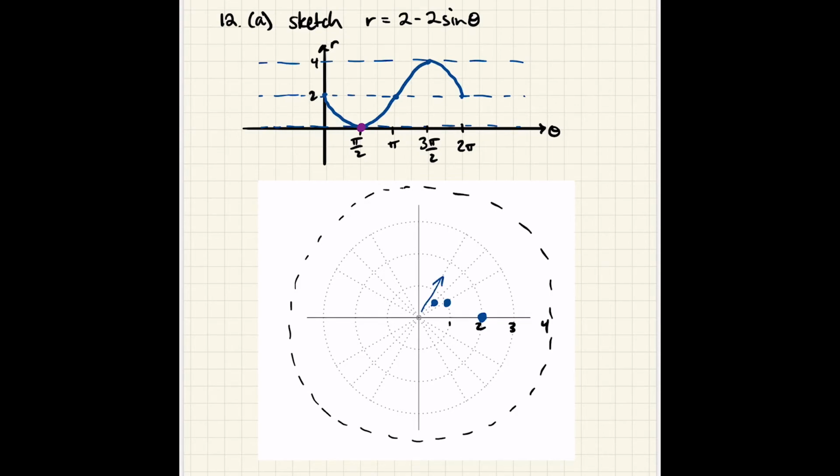Next is pi over 3. And sine of pi over 3 is rad 3 over 2. 2 of those is rad 3. 2 minus rad 3 is about 2 minus 1.7, so that's about 0.3. Okay, and pi over 2, well, we can see that r will equal 0 there. Sine of pi over 2 is 1, so 2 minus 2 is 0. All right, so here we are getting some kind of a curve. Looks like that for now.